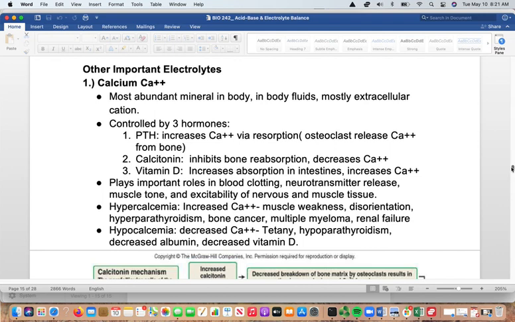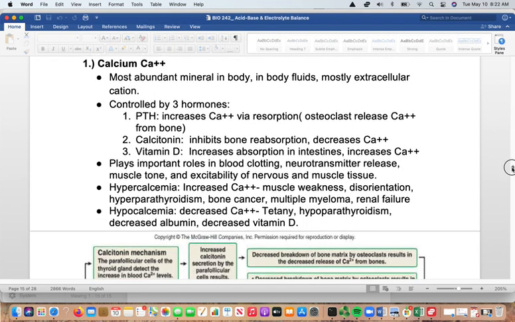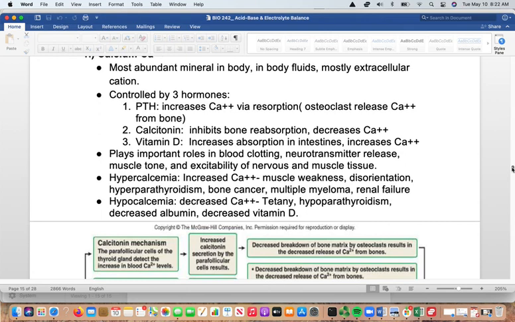Parathyroid hormone is going to increase calcium reabsorption. You'll have osteoclast release of calcium from the bone. So the calcium reabsorption isn't necessarily going to come from an outside source here. Breaking down the bone may not be the best option to get it, but the body's going to take it where it can get it. Calcitonin will inhibit bone reabsorption, so that will decrease blood calcium. Vitamin D is important to increase absorption in the intestines.